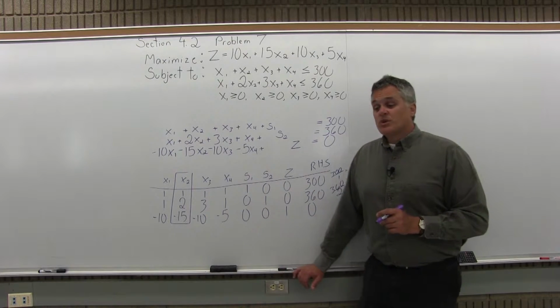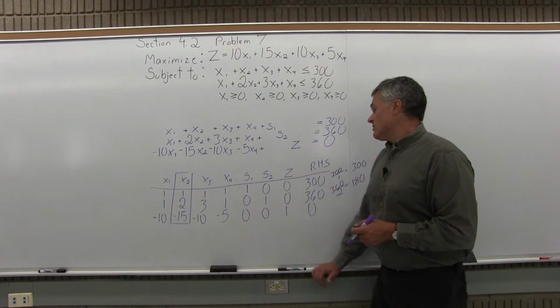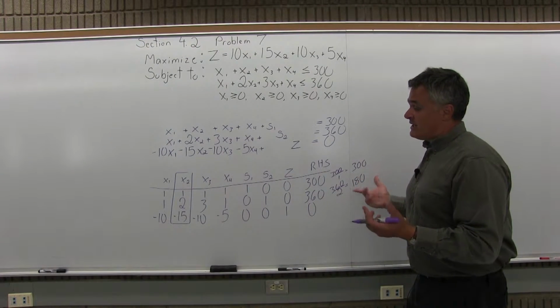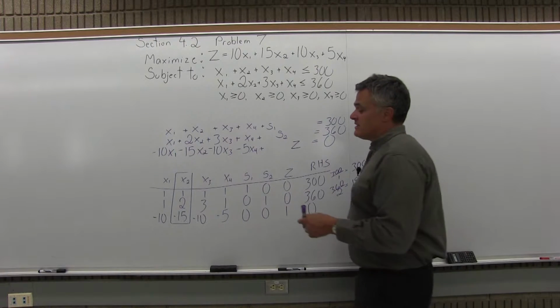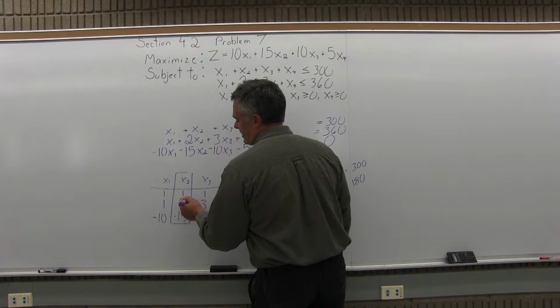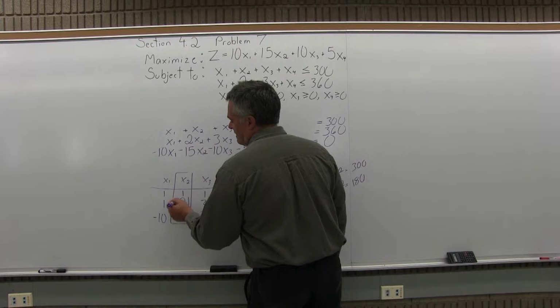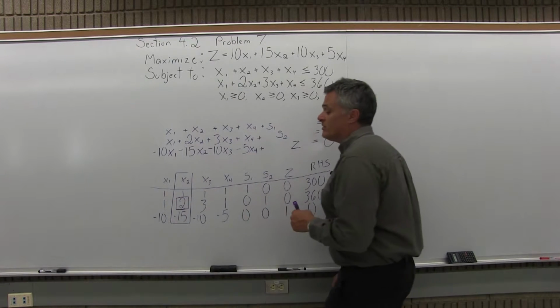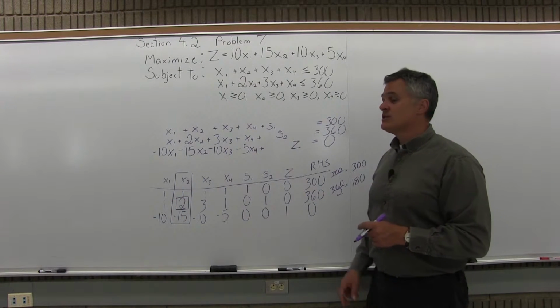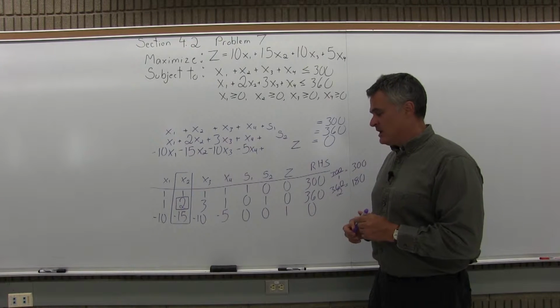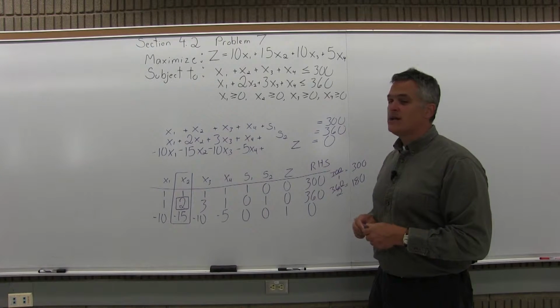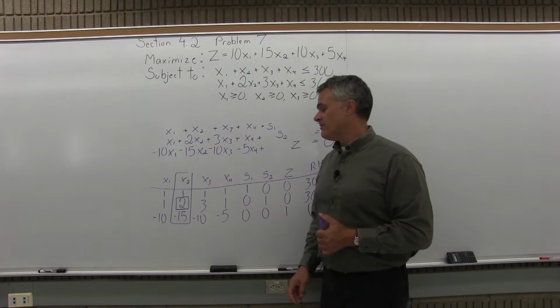So I have to determine which ratio is the smaller positive ratio, 300 or 180. Well, 180 is smaller. They're both big, but 180 is the smaller value. That 180 came from the 2 that's in the center of the x2 column. So the 2 is my pivot. So I need to turn that 2 into a 1 and then zero out the rest of the x2 column.